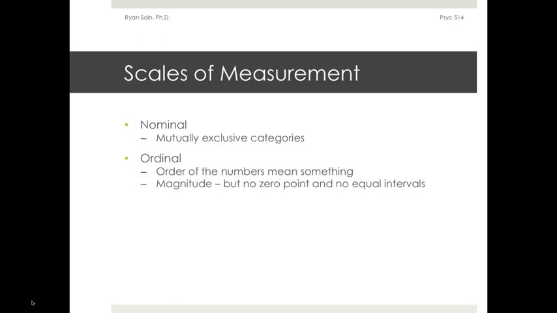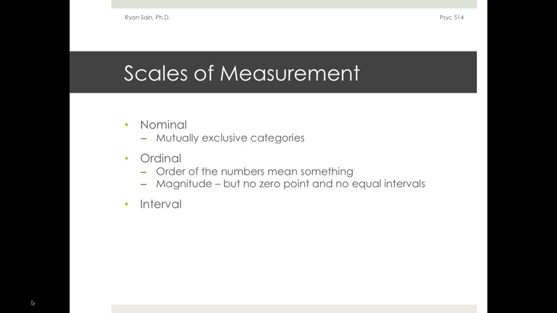If you think about the agree-disagree scale, who's to say that the difference between strongly agree and agree is the same as the difference between agree and somewhat agree? There's no guarantee that those distances in terms of concept are the same, but we kind of pretend they are. But that's ordinal level data. The order means something. Interval level data, and by the way, most psychology is at the ordinal level.